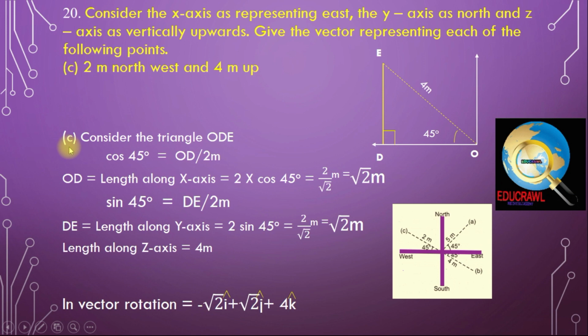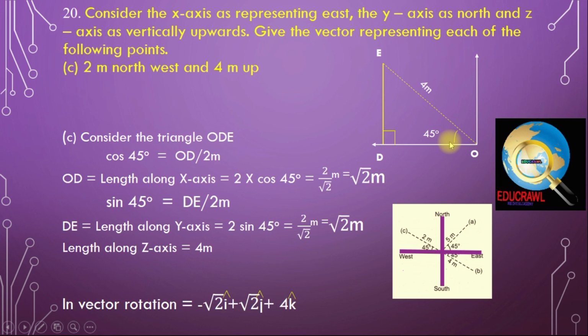Now for diagram C. I have taken the C diagram alone and drawn it above. The triangle is represented by ODE. By construction I am joining a line DE which is perpendicular to OD. So this is 90 degree. Opposite to 90 we have the hypotenuse whose length is 4 meter. This angle is 45 degree.